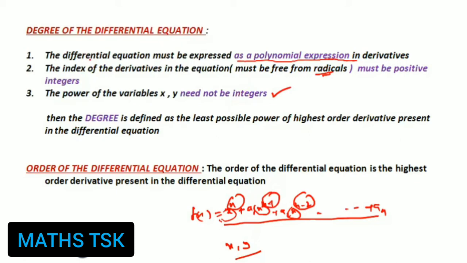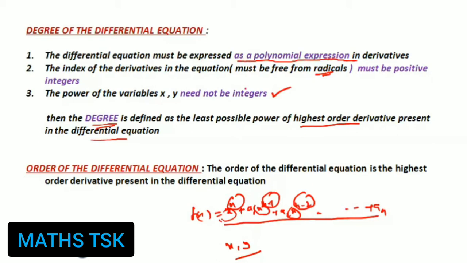If these three conditions are satisfied, then we can write the degree of the differential equation. We define the degree as the least possible power of the highest order derivative present in that differential equation. If there is a possibility to decrease the power, you have to reduce it to its lowest power, such that you can find the degree of the highest order derivative. Such a degree is taken as the degree of the whole differential equation.